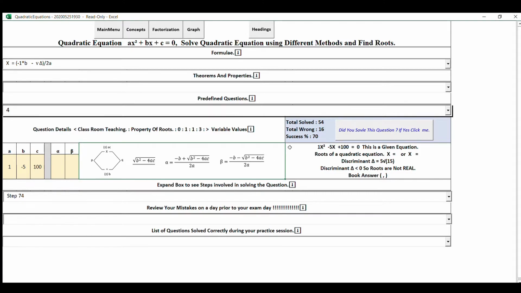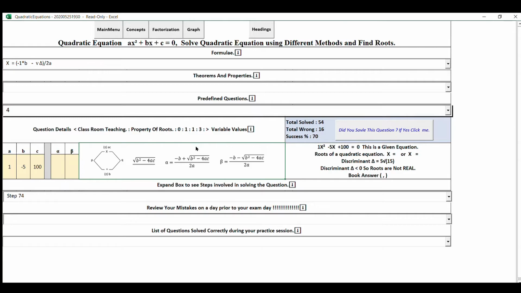Now, if b square minus 4ac is 0, then the roots are equal. What does that mean? There is only one possible value. Why? Because the square root of 0 is 0. So minus b plus 0 or minus b minus 0 is going to be minus b. That is the reason there is only one possible value.